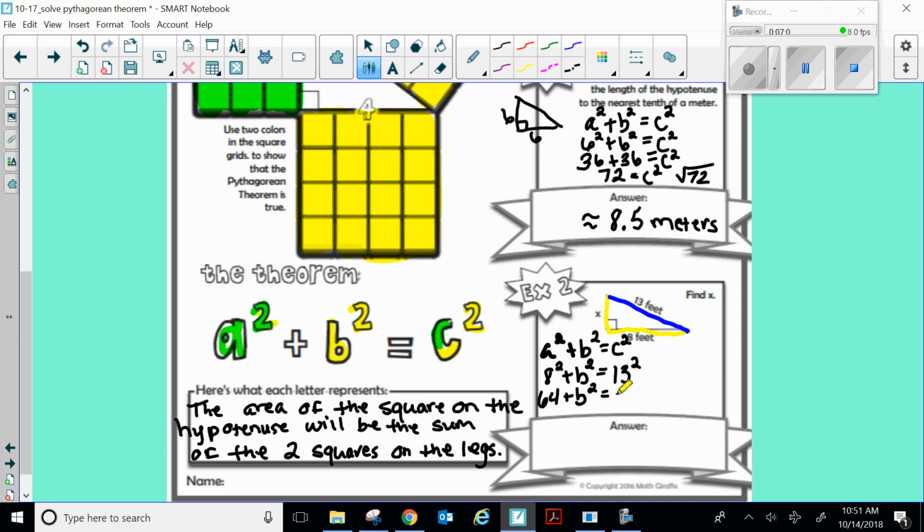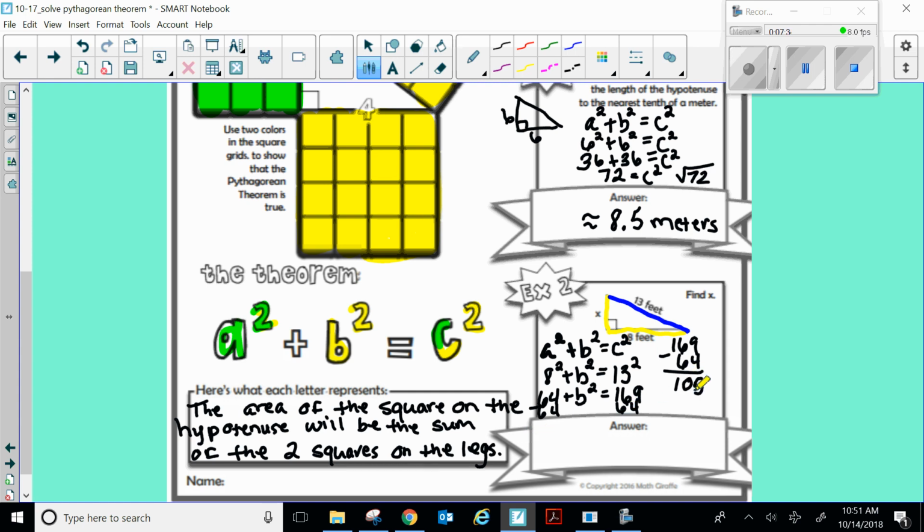13 squared is 169. And I need to find the square that adds to 64 to give me 169. So I'm going to do 169 minus 64. So I'm working backwards. I'm kind of solving my equation. So I'm subtracting 64 from both sides. When I subtract 64, I get 105.